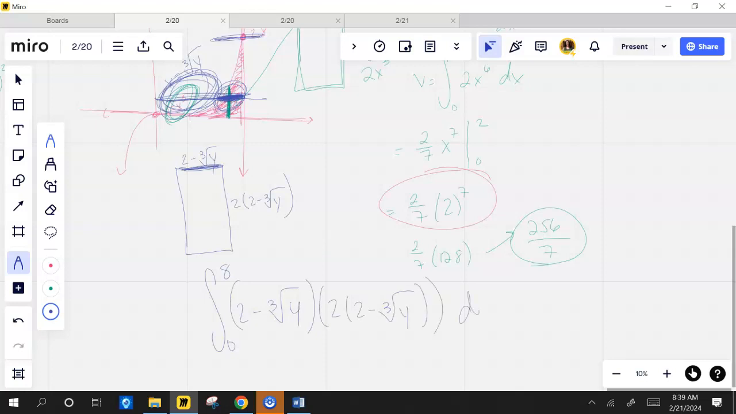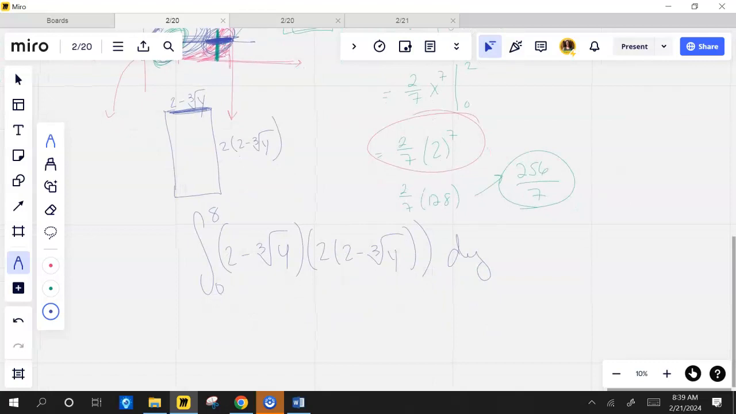Say that again. Explain it one more time. You changed, instead of writing it out how you did... I changed the 2 in front of 2 minus cube root y to 3. Yes, because there's 3 of them.